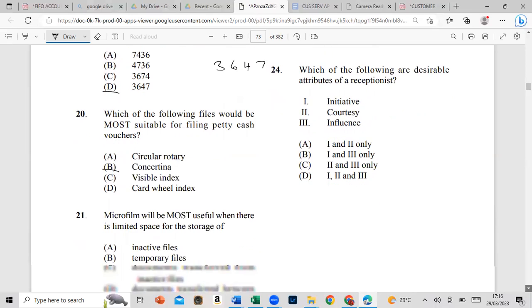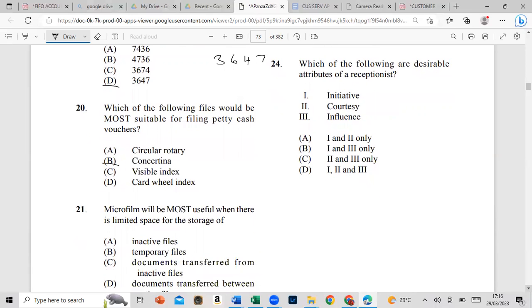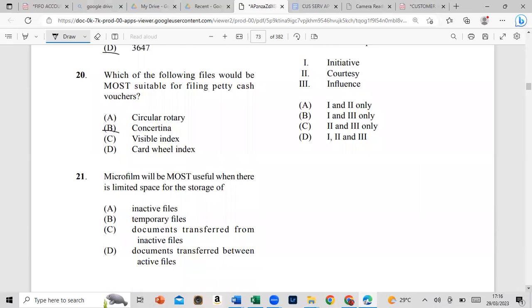Microfilm will be most useful when there is limited space for the storage of A. Inactive files. B. Temporary files. C. Document transfer from inactive files. Or D. Document transfer between active files. And that would be A. Inactive files.